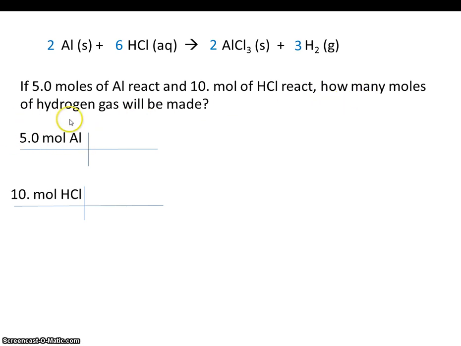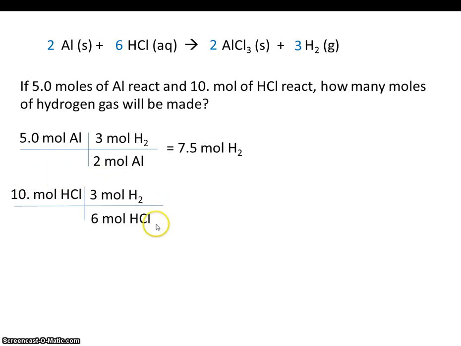Alright, so if we have 5 moles of aluminum, using the conversion factor from the balanced equation, we can make 7.5 moles of hydrogen. So 5 moles of aluminum will make 7.5 moles of hydrogen. Let's see how much hydrogen we can make from 10 moles of acid. If we have 10 moles of acid and we multiply that by the conversion factor, we can make 5 moles of hydrogen gas.